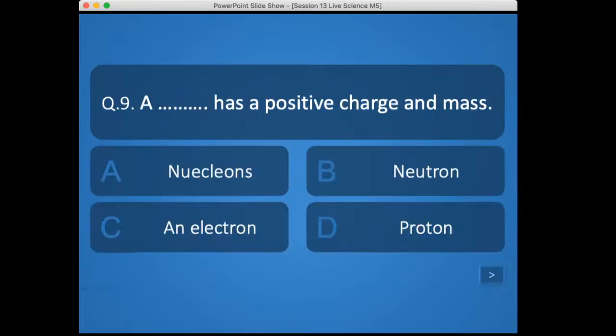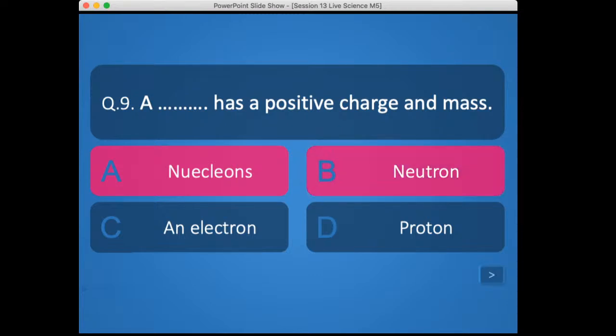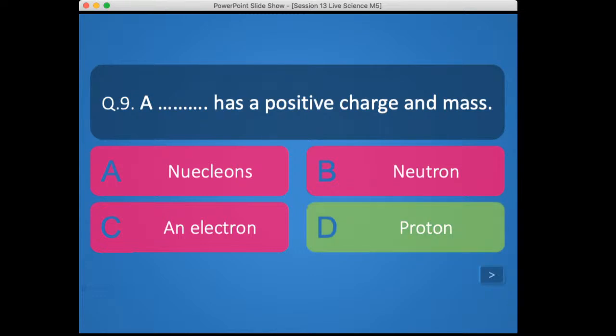Question 9, two more to go. A blank has a positive charge and a mass. A. Nucleons, B. Neutron, C. An electron, and D. Proton. Nucleons, no. Neutron, no. An electron, no. The correct answer is D, which is proton.